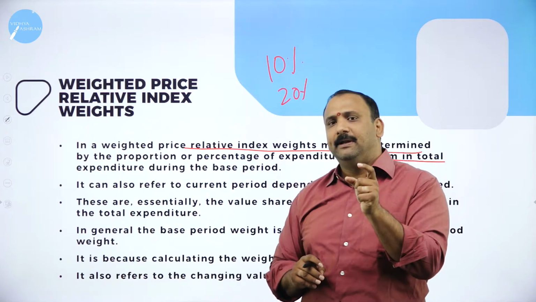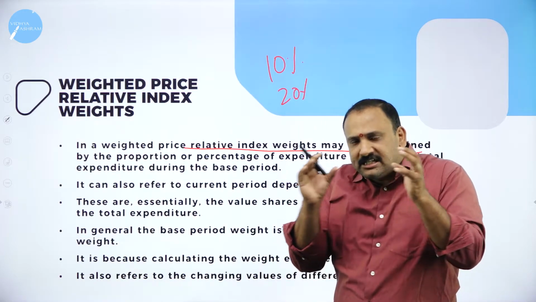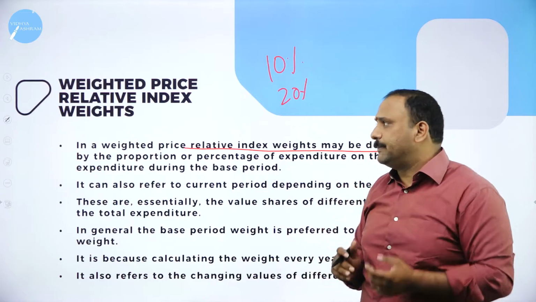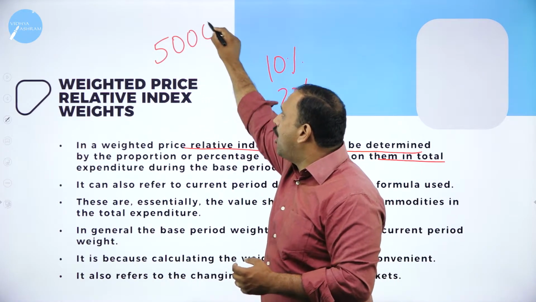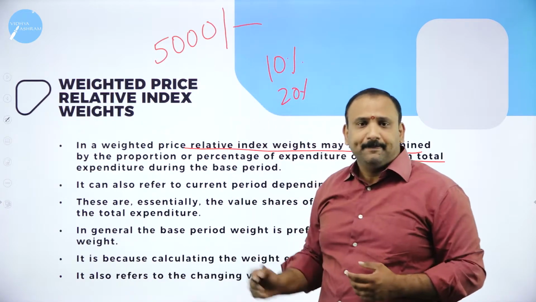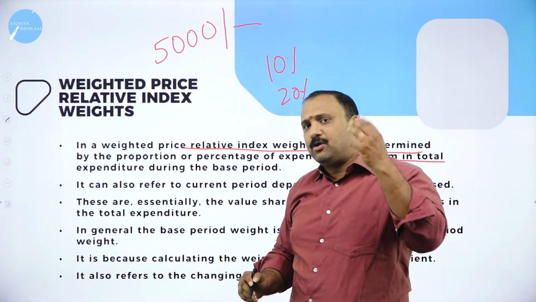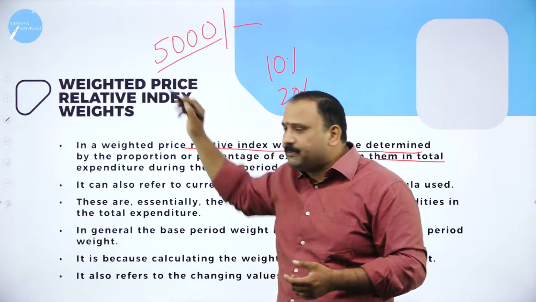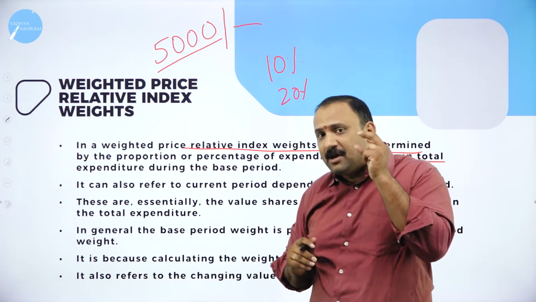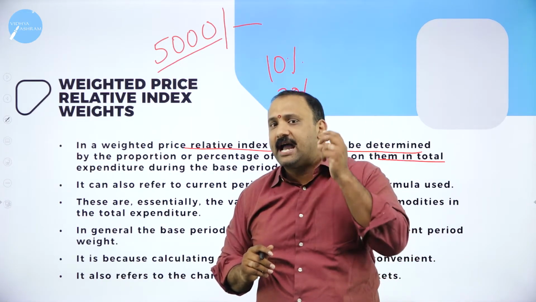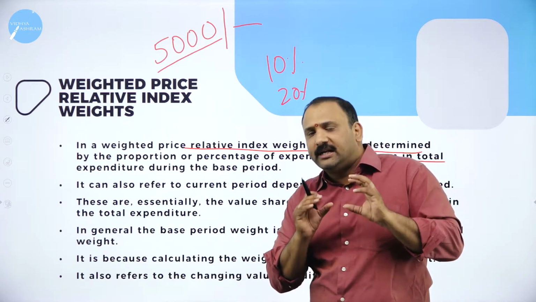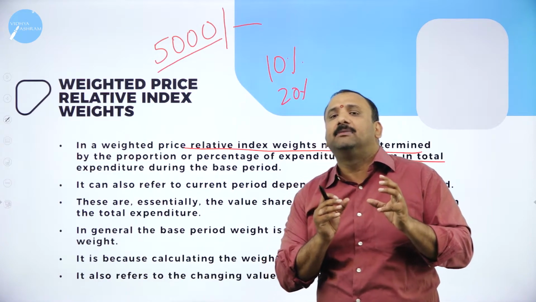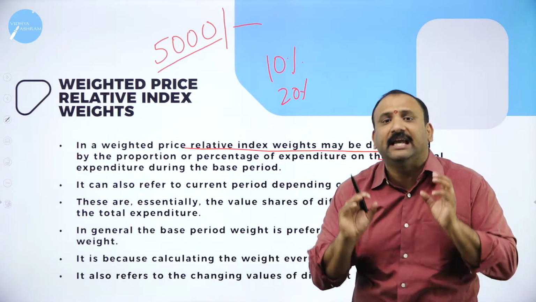So now what is happening is that my base total does not change. Let me say that 5,000 rupees I spend every month on my grocery. In that 5,000, I'm not going to change the total. The 5,000 remains what it is. But I might change the proportion of rice, I might change the proportion of wheat, I might change the proportion of oil. So there are different factors on which I'm giving weightage or importance.